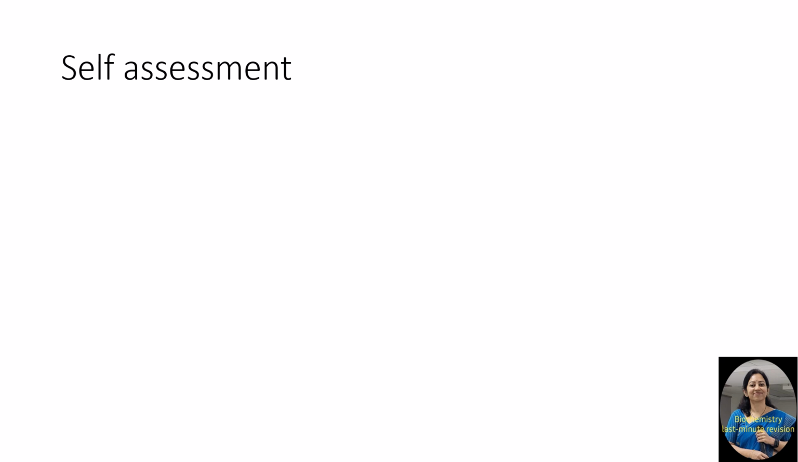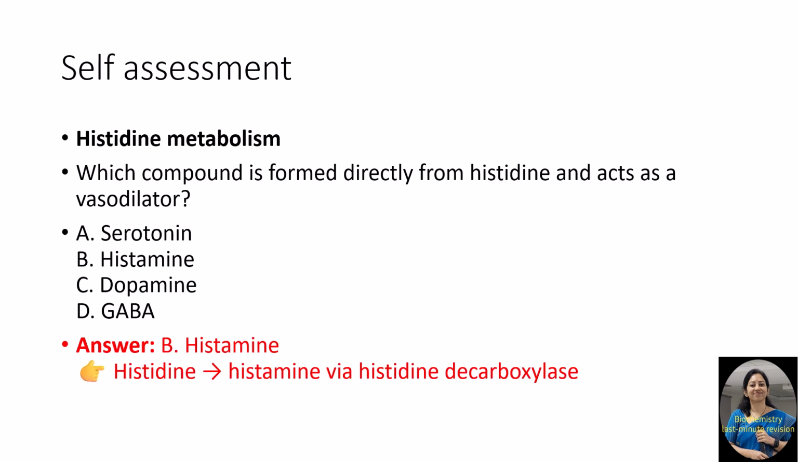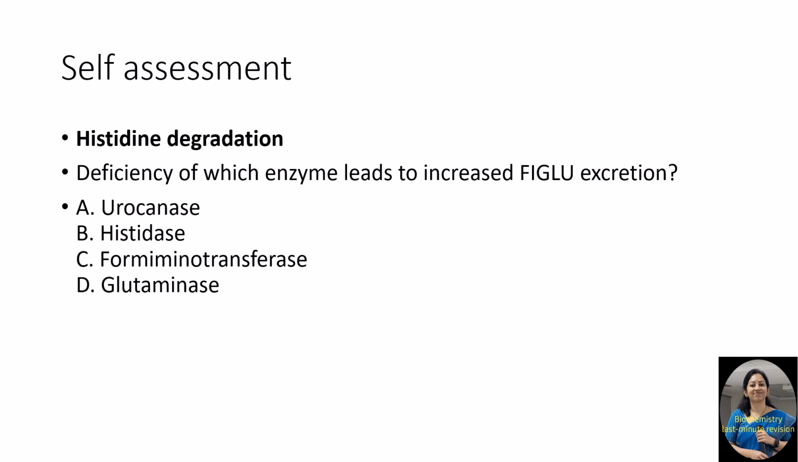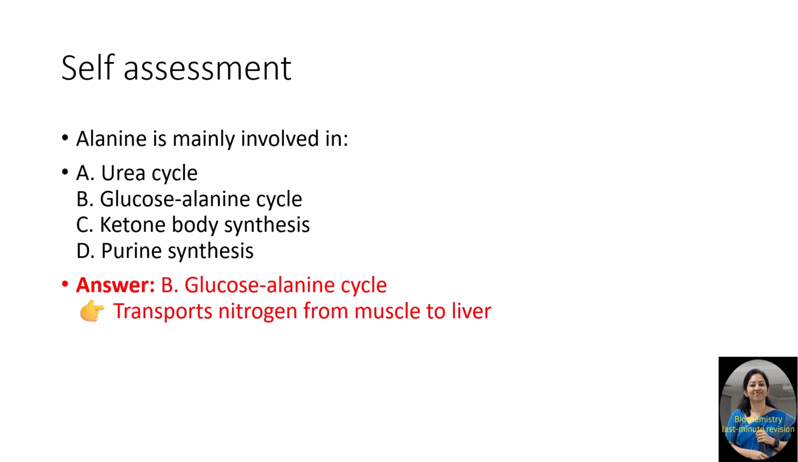Time for self-assessment. This question is from histidine metabolism. Which compound is formed directly from histidine and acts as a vasodilator? Answer is histamine. Histidine undergoes decarboxylation to form histamine. Question on histidine degradation: deficiency of which enzyme leads to increased FIGLU excretion? And the answer is formiminotransferase. So FIGLU excretion is a marker of folic acid deficiency.